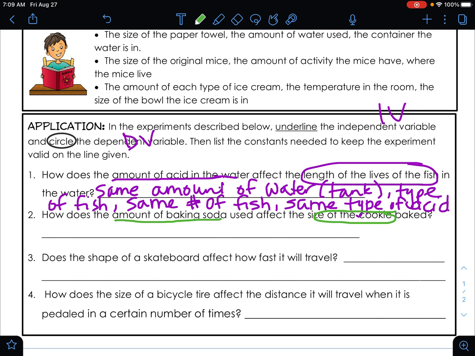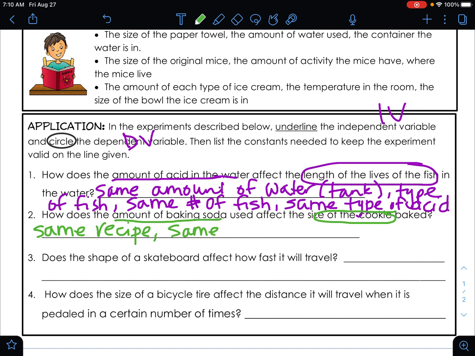Okay, so what has to stay the same? It needs to be the same recipe. So if you're making a chocolate chip cookie, for example, you have to use the same recipe, but then just vary the amount of baking soda.